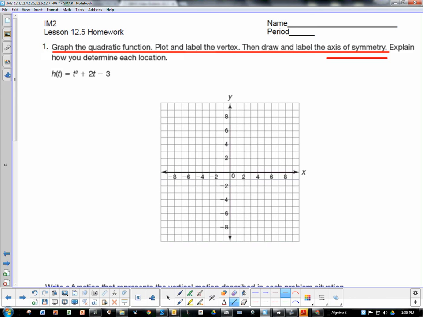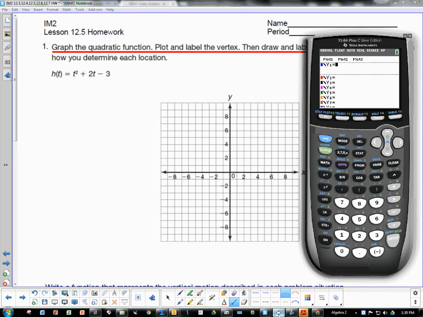All right, so here we go. Let's open up our calculator, and we're going to graph this t squared plus 2t minus 3. So it's going to be x squared, and then plus 2x, and finally minus 3. We'll go ahead and graph this, and I'm going to go zoom 6 because that's going to give me a 10 by 10.